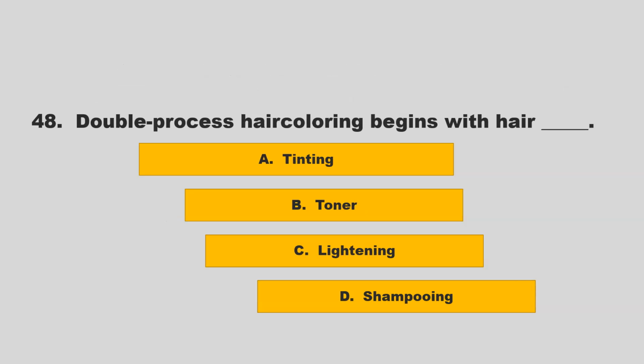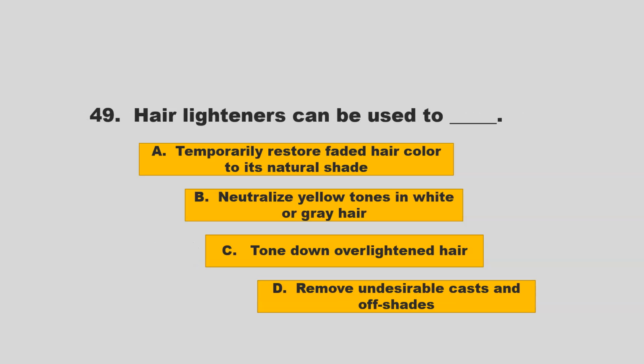Double process hair coloring begins with hair blank. Is it tinting, toner, lightening, or shampooing? If you chose C, lightening, you are correct.